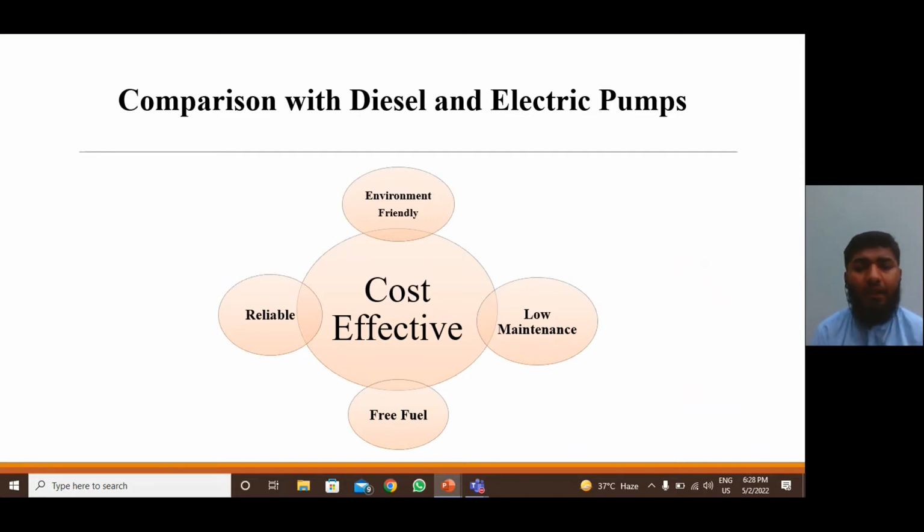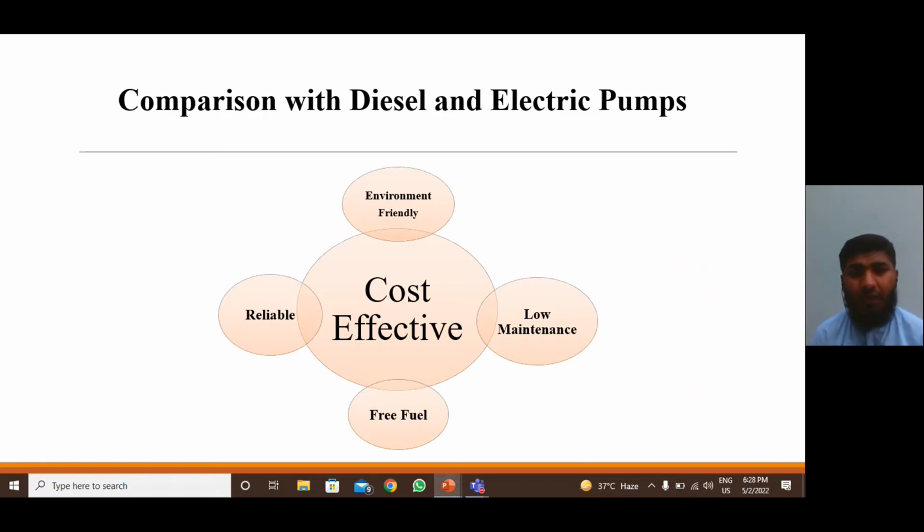While on the other hand, in diesel water pump and electric water pump systems, there is a high cost of maintenance, as well as the fuel prices are increasing nowadays. So the fuel prices as well as the transportation of fuel cost more in diesel and electric pumps. So these are not cost effective as compared to the solar water pump.